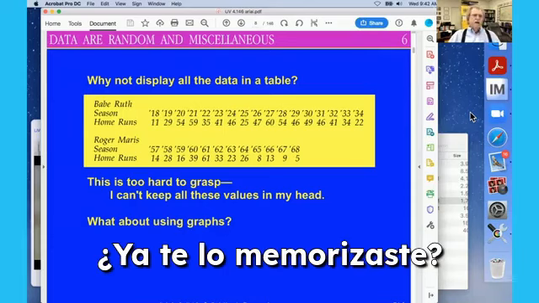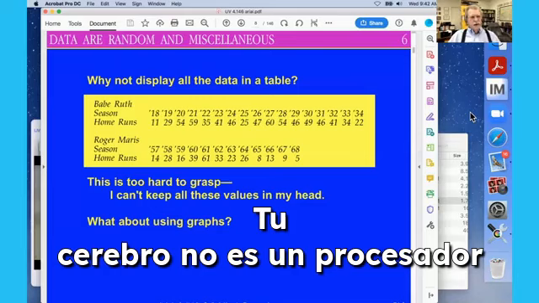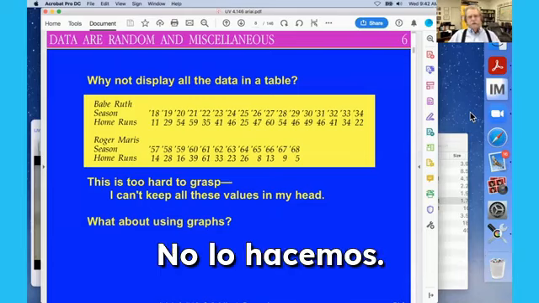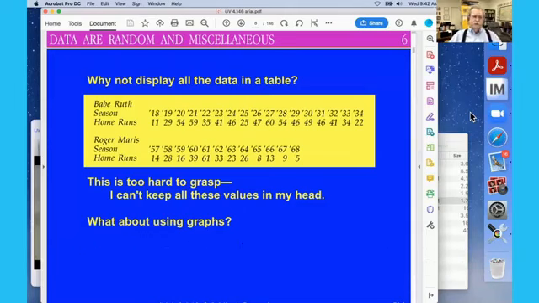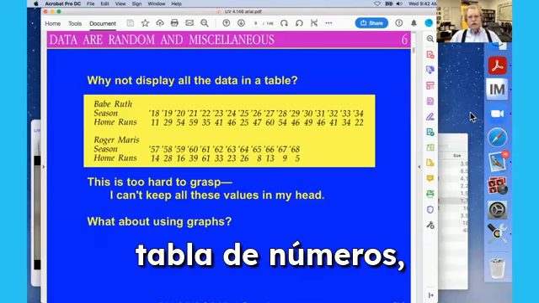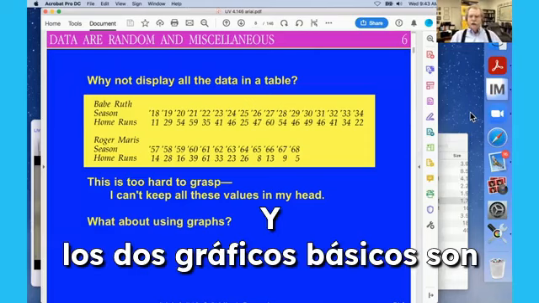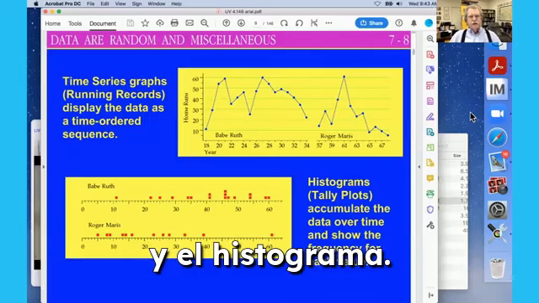Got that memorized yet? Your brain is not a digital processor. We do not readily absorb tables of numbers. You want to understand a table of numbers, you need to use a graph. And the two basic graphs are the time series and the histogram.